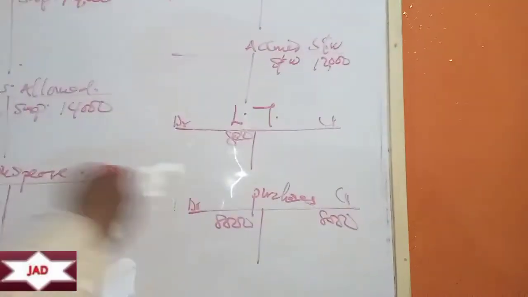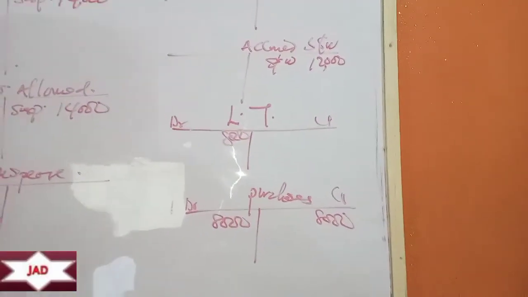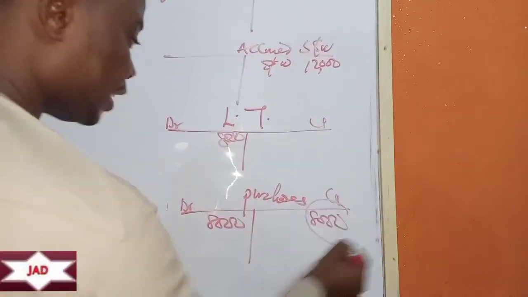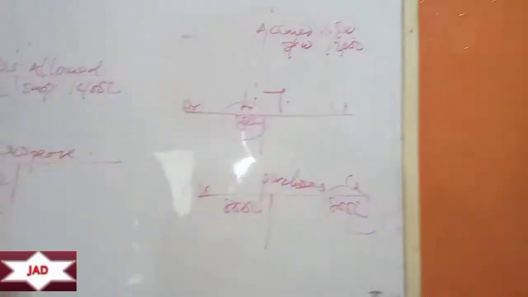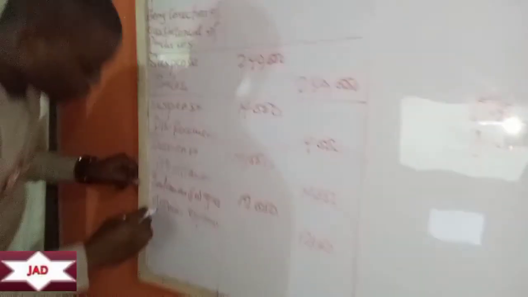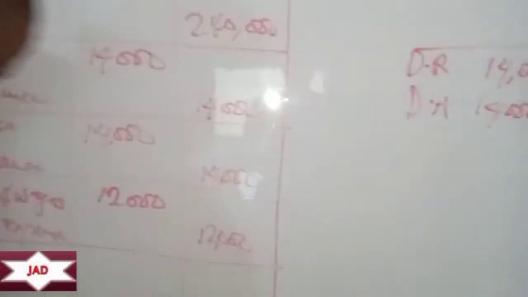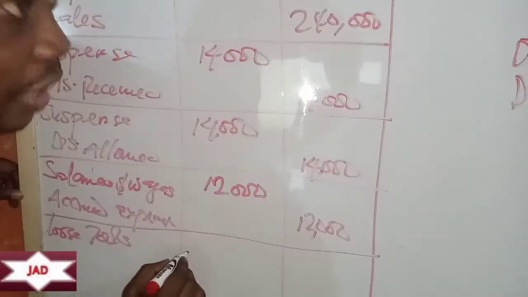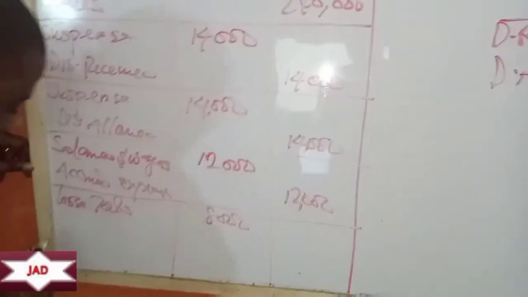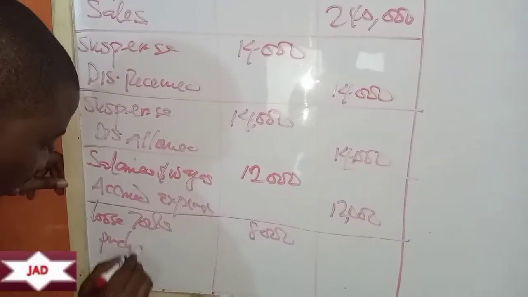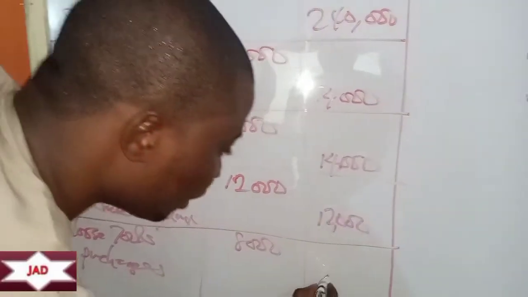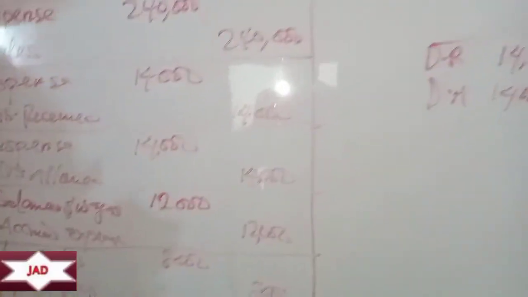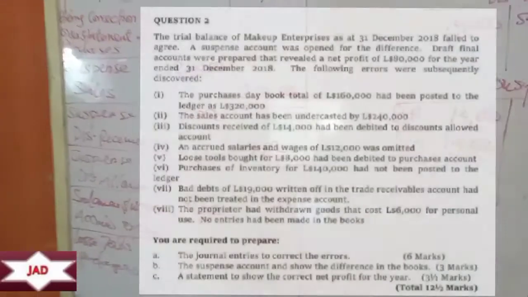So it means that we could identify the account to be credited and the account to be what? Debited. Okay, so no suspense. So you credit purchases, debit what? Loose tools. So let's go. What do we have here? We have loose tools of how much? 8,000 Liberian dollars. Then we now have purchases credited with how much? 8,000 Liberian dollars.